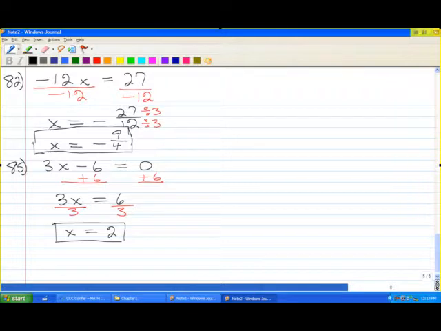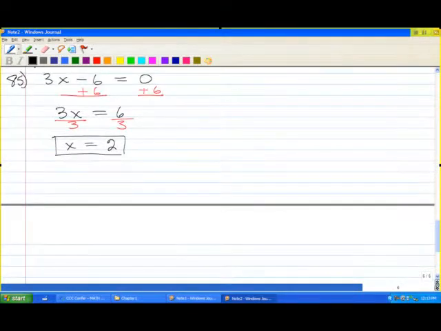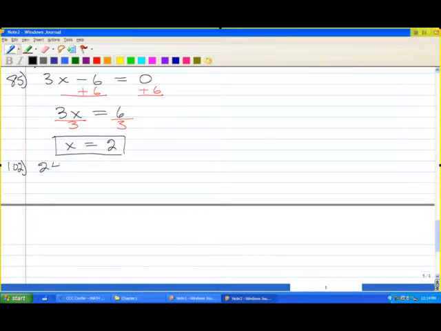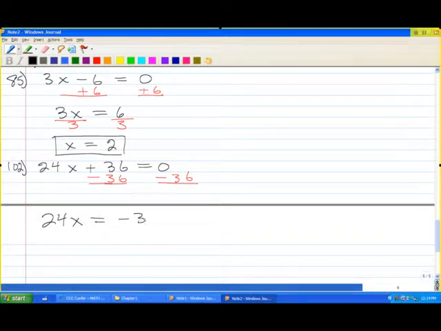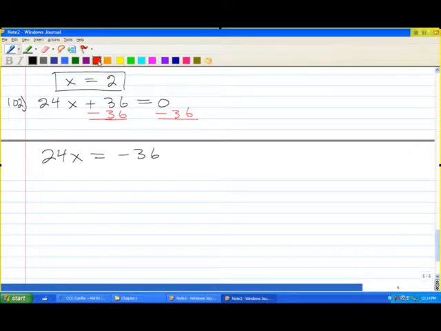Let me do problem number 102. 24x plus 36 equals 0. So again, I want to isolate x on one side of my equation. Let me subtract 36 from both sides of my equation. And so I get 24x equals negative 36 by the additive property of equality. Let me solve for x. Let me divide both sides of my equation by 24. And so x is equal to negative divided by positive, negative.